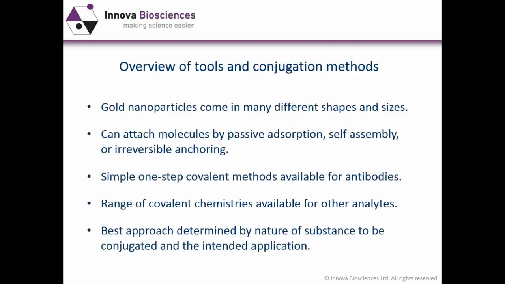Okay, so just a summary of the various nanoparticle tools that are available and the conjugation methods. Gold nanoparticles come in many different shapes and sizes. In the example I showed you, 40 nanometer gold, although they're all 40 nanometer, you have lots of different shapes, different colors, and different properties. You can attach molecules to gold by passive absorption, self-assembly technique, or you can irreversibly anchor molecules if you've got a surface coat. In the case of antibodies, there's a simple one-step covalent method available now, but there's a whole range of covalent chemistries for other analytes, and depending on which functional group you have, you'll need a particular type of coated gold.